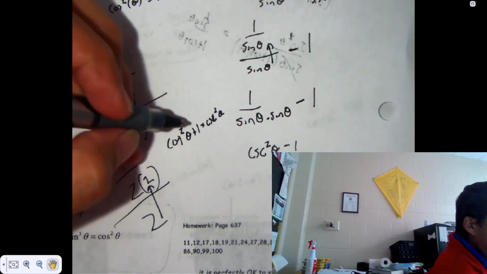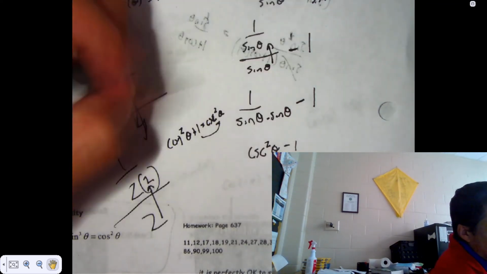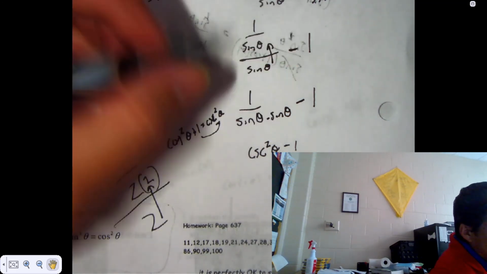Hopefully you can see this. We just take away the 1. Isolate. By the way, what happened to this guy? No, doesn't happen to that guy. Let's cotangent squared of theta.